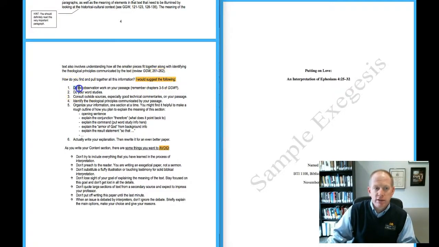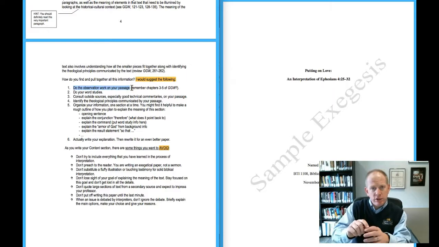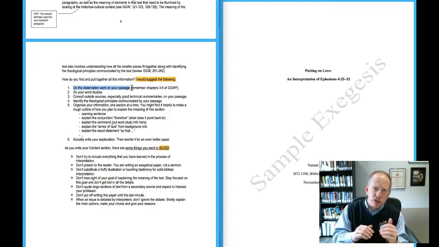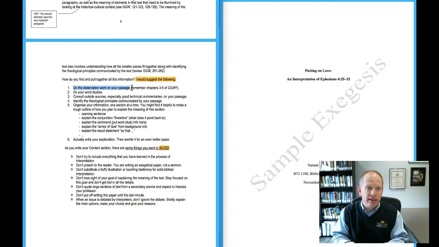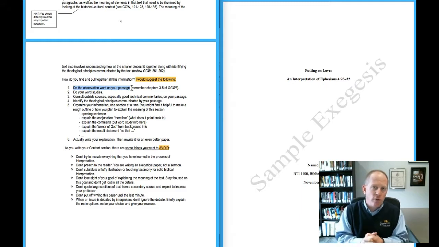Well, here's a few suggestions. Number 1, do the observation work of your passage. Remember this from a couple weeks ago when you sketched out the passage and you thought through what it said and the repetition of words and conjunctions, and you did this diagramming. That comes out here. You're telling that. You're not just copying and pasting it. Don't do that. All of this should be written out in paragraph form, academic style writing, but begin to put that information there.